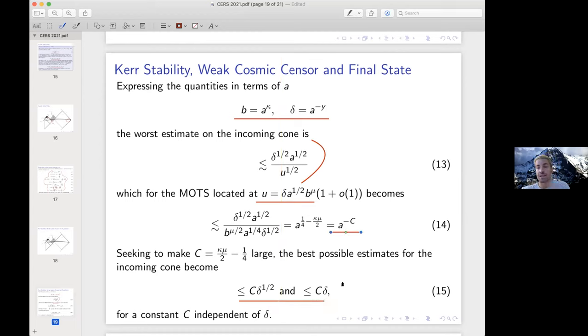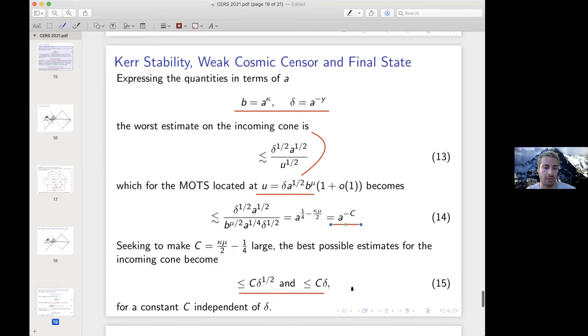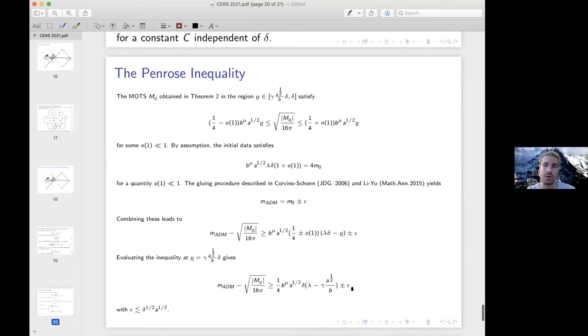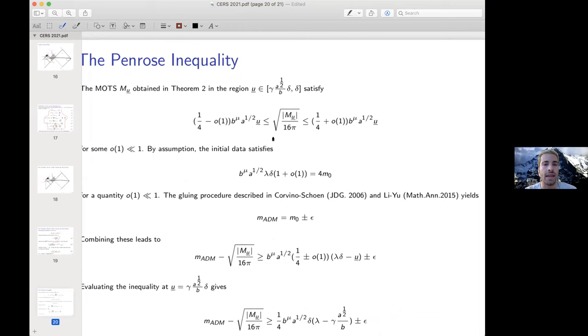And that means that essentially you can make the initial data as small as you like, so as close as you like to Schwarzschild or Kerr, and that means a stability result will carry you all the way up to future time like infinity.